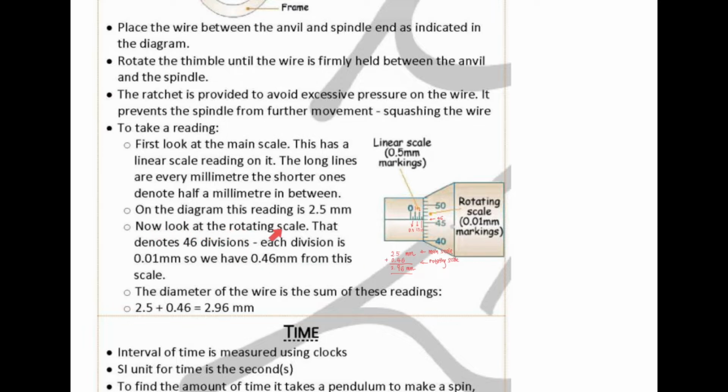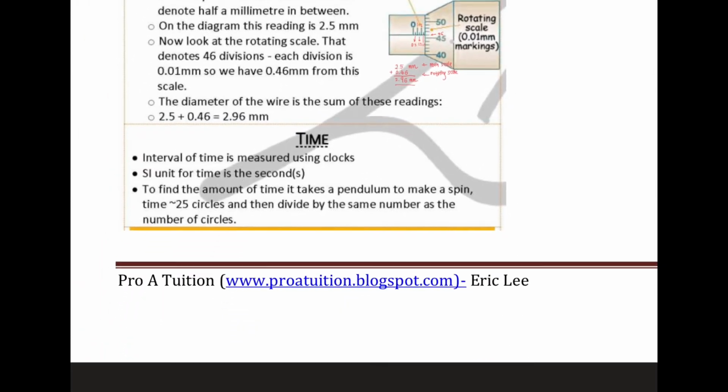Now look at the rotating scale that denotes 46 divisions. Each division is 0.01 mm, so we have 0.46 mm from this scale. The diameter of the wire is the sum of these readings, 2.5 plus 0.46 equals 2.96 mm. So that is how we read a micrometer screw gauge. Okay, now let's continue. Next one.